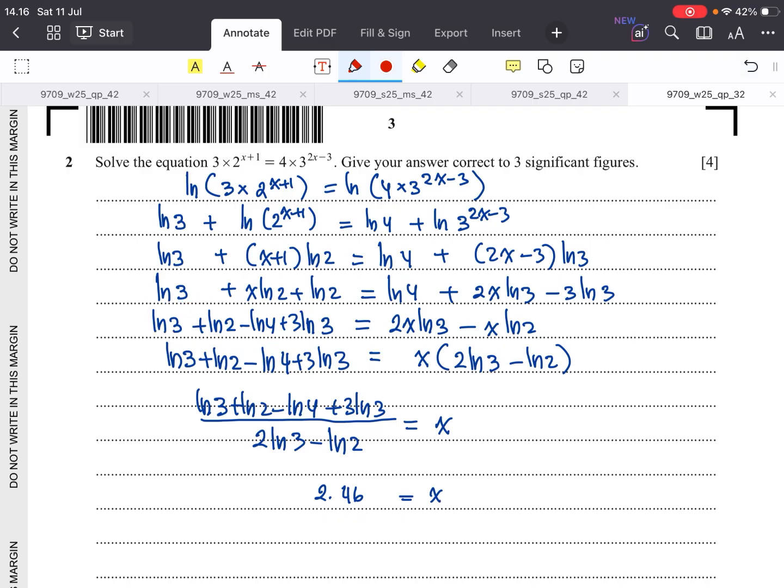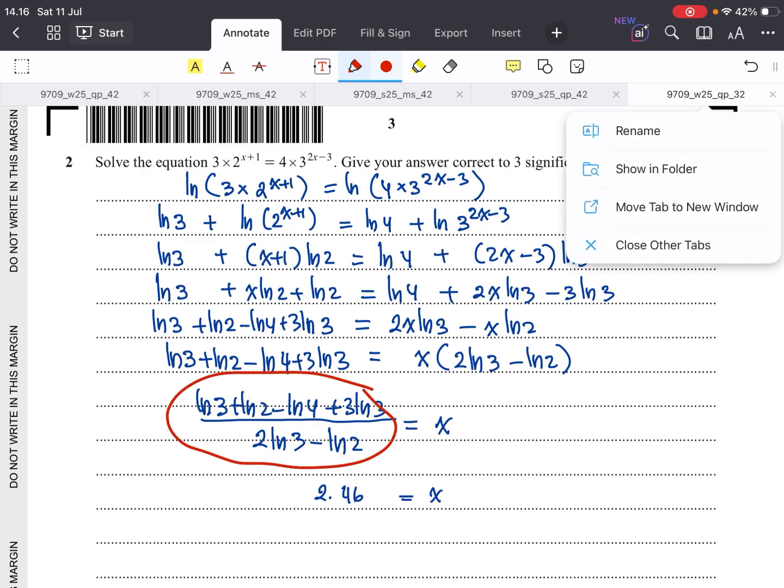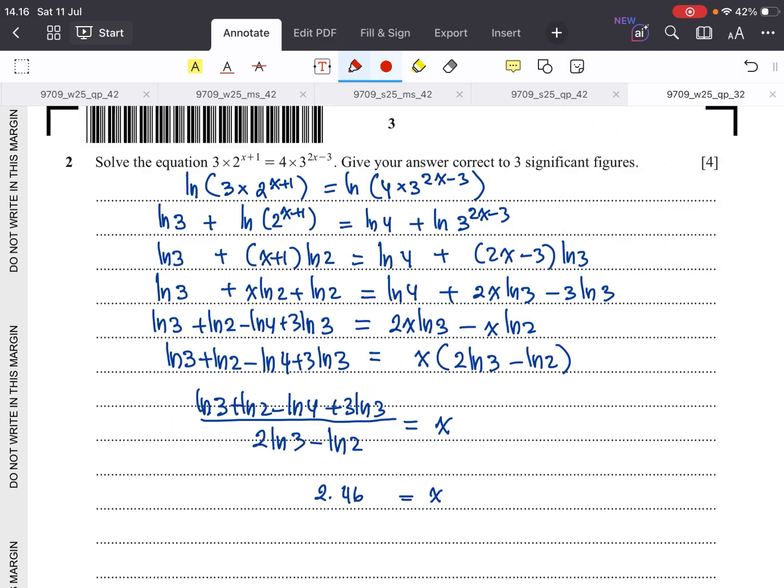And then since we want to find the value of x, here in this expression we are going to pull out the x. We factorize by pulling out the x, and then in this parenthesis we have 2 ln 3 minus 2. So x using algebra is this one. Now we just use calculator to calculate this value. The answer is x equals 2.46, correct to 3 significant figures.